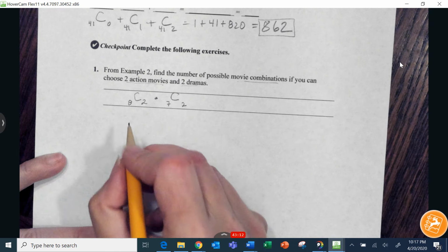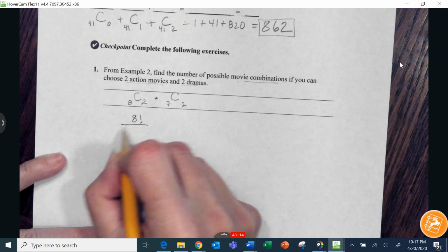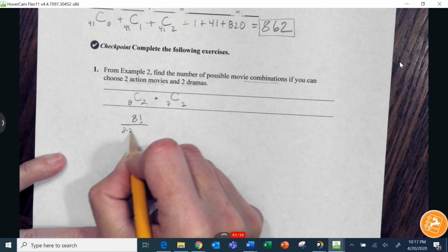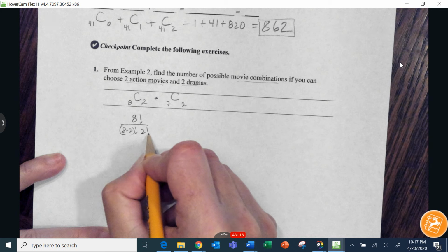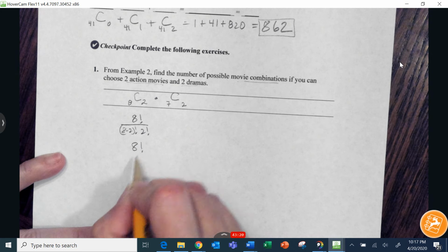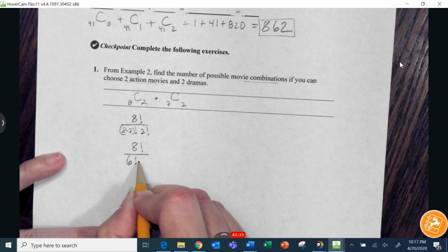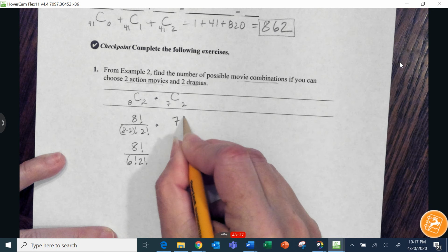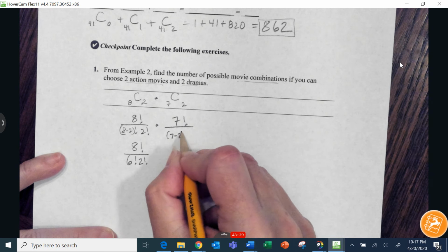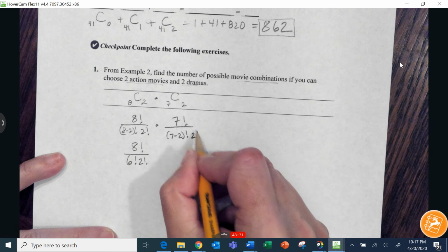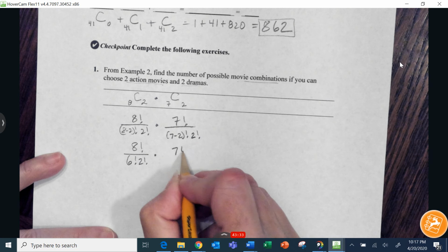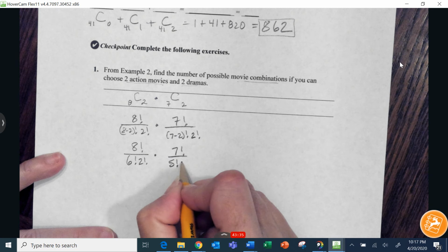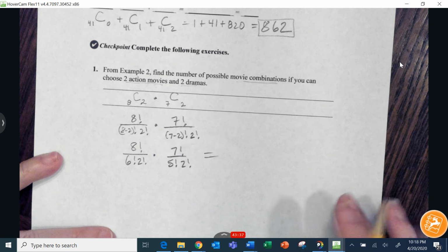So 8 choose 2. So we're going to have 8 factorial over 8 minus 2 factorial times 2 factorial. Just 8 factorial over 6 factorial times 2 factorial. Here we've got 7 factorial over 7 minus 2 factorial times 2 factorial, which is 7 factorial over 5 factorial times 2 factorial. I'll write this out.